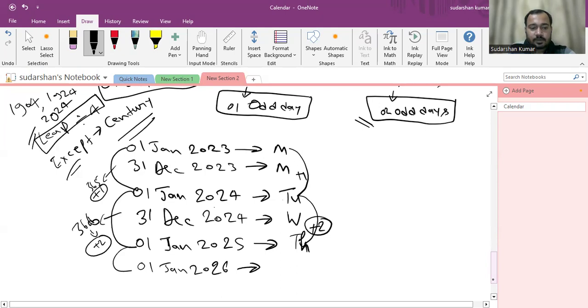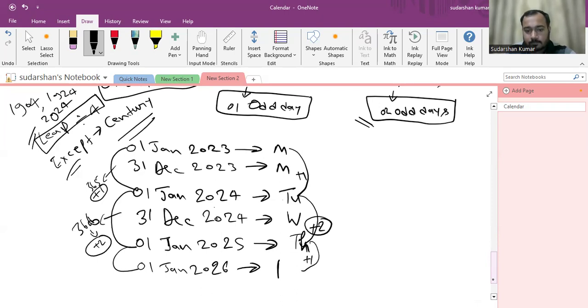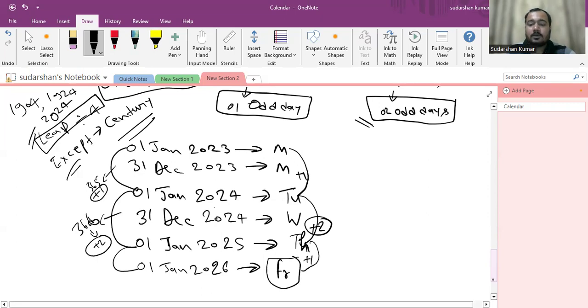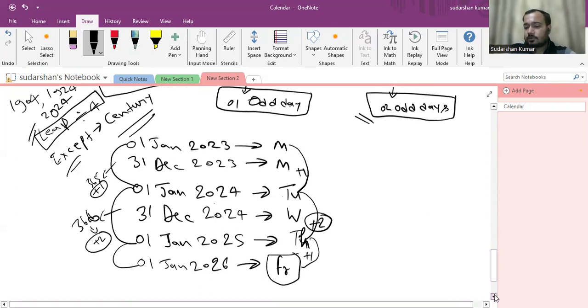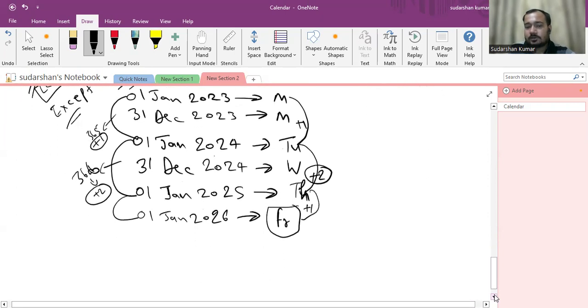Now we can take 1 January 2026. So from 1 January 2025 to 1 January 2026, we have 365 days. There is no 29th between these dates. So here we add 1, which will become Friday. Okay. Now most of the questions were asked on this analysis.